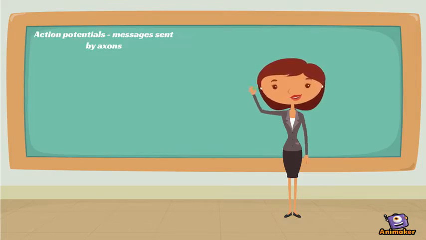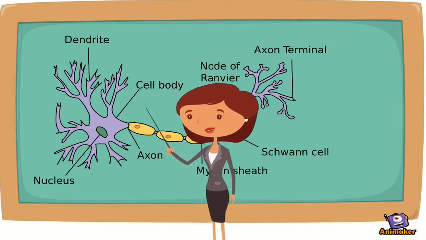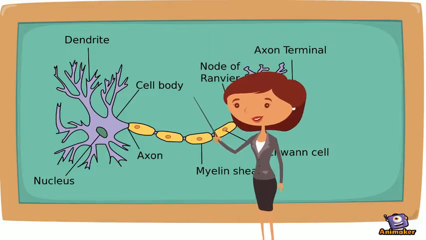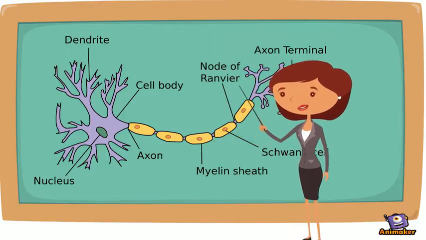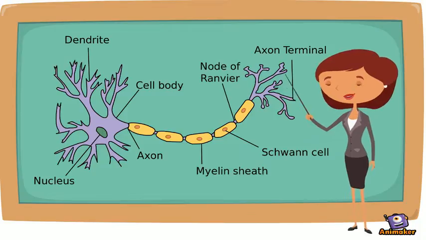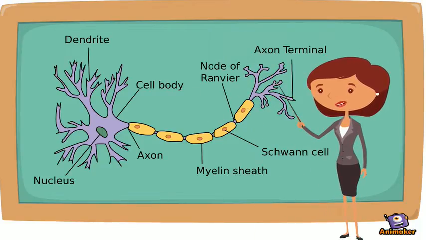In this video, I'm going to explain an action potential. Action potentials are messages sent by axons. An action potential causes a movement of ions across the cell membrane of a neuron. As you see, the dendrites and the axon terminals are at both ends, and in the middle is the axon where the signal travels. Now let's take a closer look at the axon.